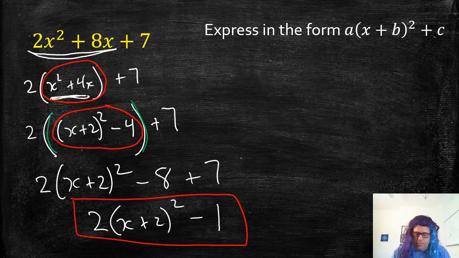Okay. If we look, compare it. So what up here? What do they just say? Sometimes the question says, what's A, what's B, what's C? So A is 2. B is 2. And C is minus 1. If I compare what's in red in that form, A times (x + B) squared plus C, this is how we complete the square when A is not 1.